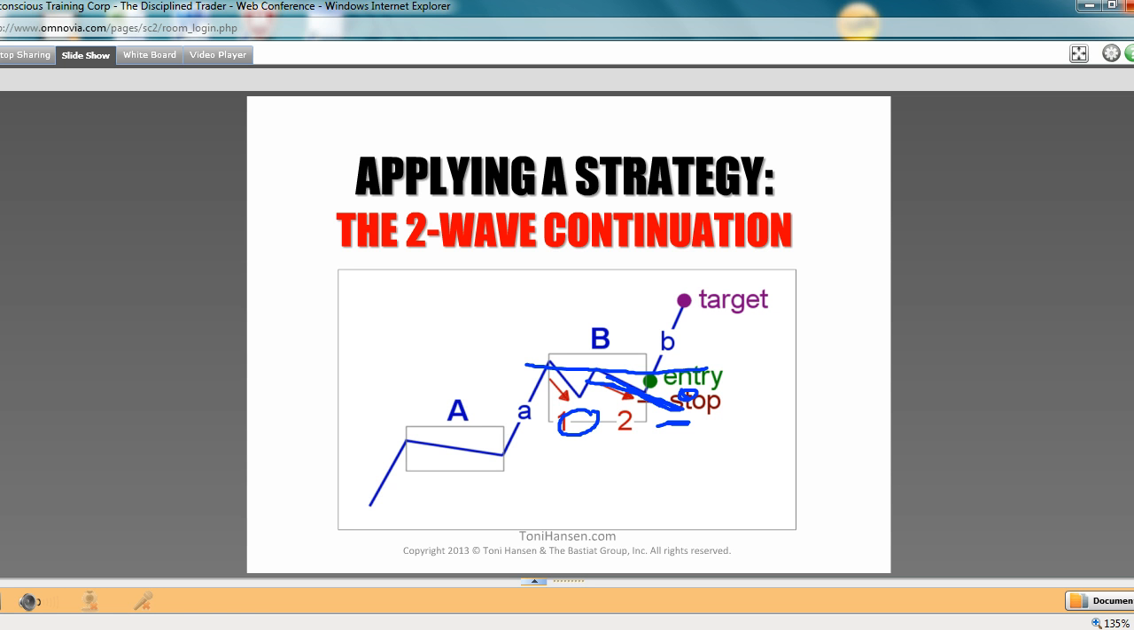Now, a traditional target on this two-wave continuation pattern that is going to hit most often is going to be a 100% expansion of the initial impulse move. So this rally that took place here will typically yield 100% measured or equal move on the breakout when the two-wave pattern continues.